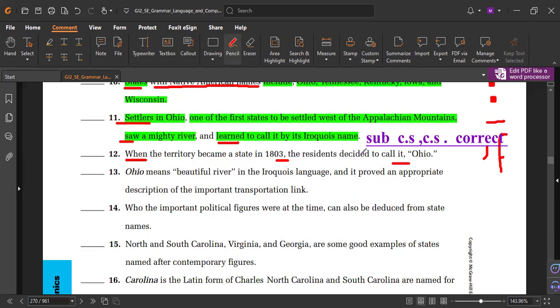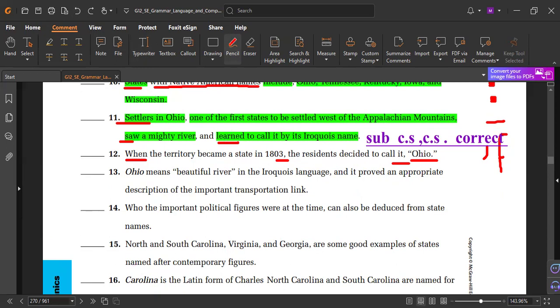This comma is a mistake. He said the residents decided to call it, and then gives me the name. Why should you separate the verb from the object? To call it what? We must delete this comma. Okay. That's why. Okay, I think I understand.